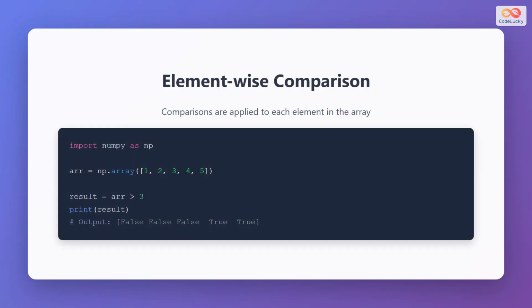Comparison operators in NumPy work element-wise, meaning they compare each element individually. When you compare an array with a scalar value, NumPy applies the comparison to every element. For example, if you have an array containing 1, 2, 3, 4, and 5, and you check which elements are greater than 3, NumPy returns a boolean array. The first 3 elements return false because they're not greater than 3, while the last 2 elements return true because 4 and 5 are indeed greater than 3.